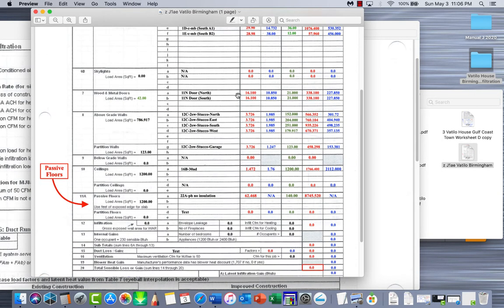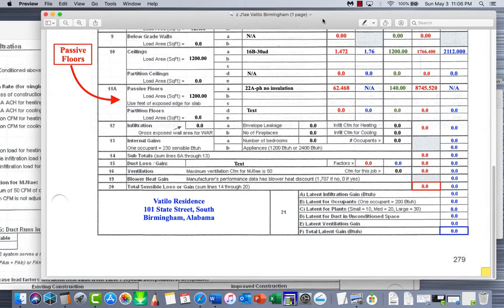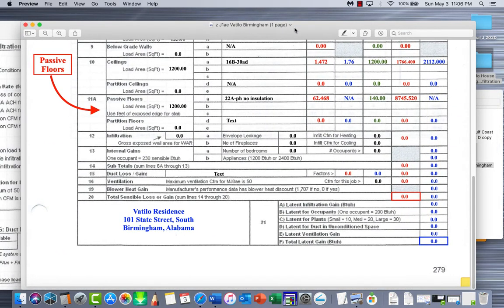Here's our J1AE. And we're going to go down here to the bottom. And we're going to put some of these numbers in. So we know what our gross air wall is going to be. It's 140 times 8. So you get that right there. Envelope leakage. This is going to be average. So you have average leaking home. Fireplaces, 0. Like I said, infiltration CFM for heating and cooling. We do know the number of bedrooms right off the bat. We know we have 2 bedrooms in this. Like I said, number of occupants is going to be 3.0, and there we go.